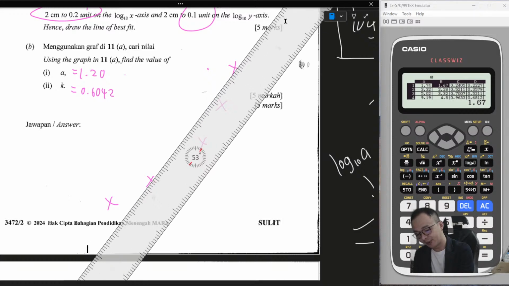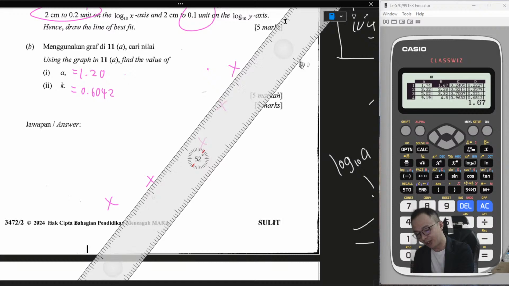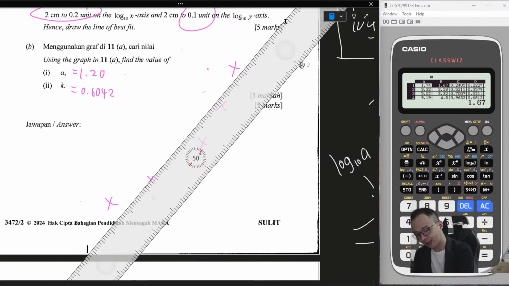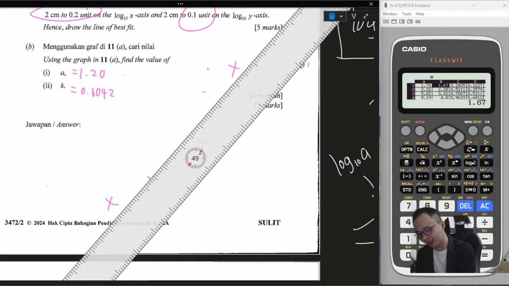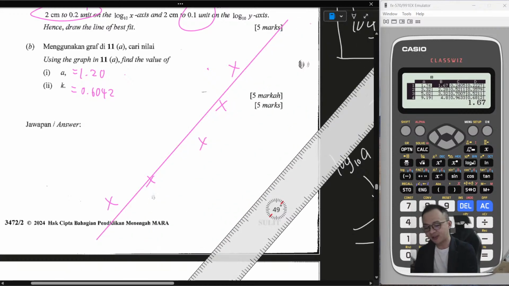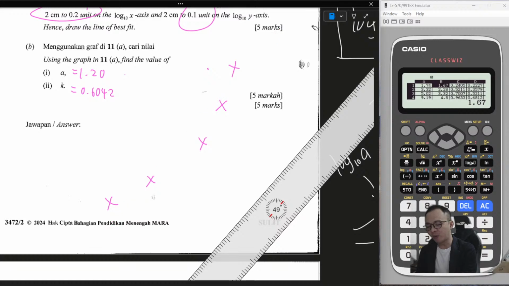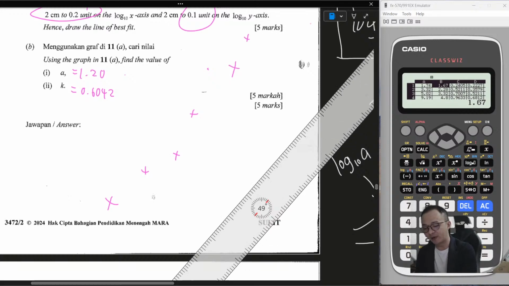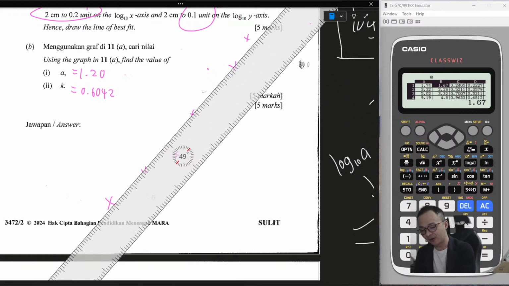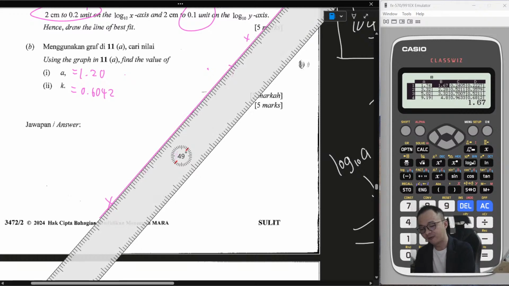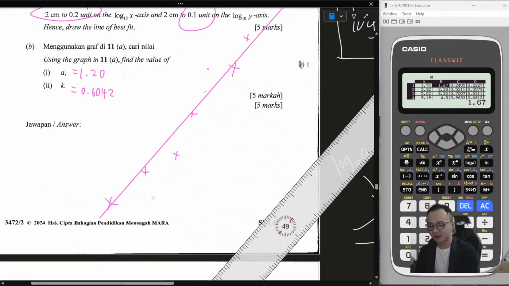Or whenever I can touch as many points as possible, then I will just do that. Or you can miss all the points also. Or I can simply do something like this. You can see, even though I touch one point, at the bottom I miss 2, at the top I miss 2, then this one is also considered a best fit. But normally SPM data won't be so far away. I believe all is quite close, maybe only 1 or 2 away. Then you just connect these four points, and make sure the points you miss are balanced.